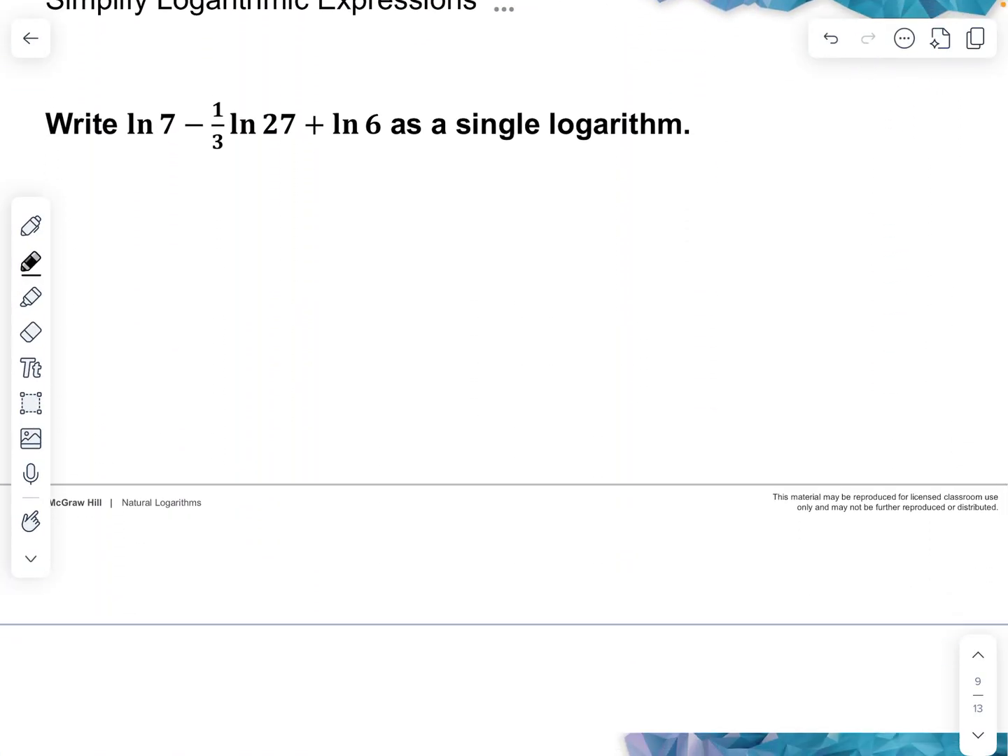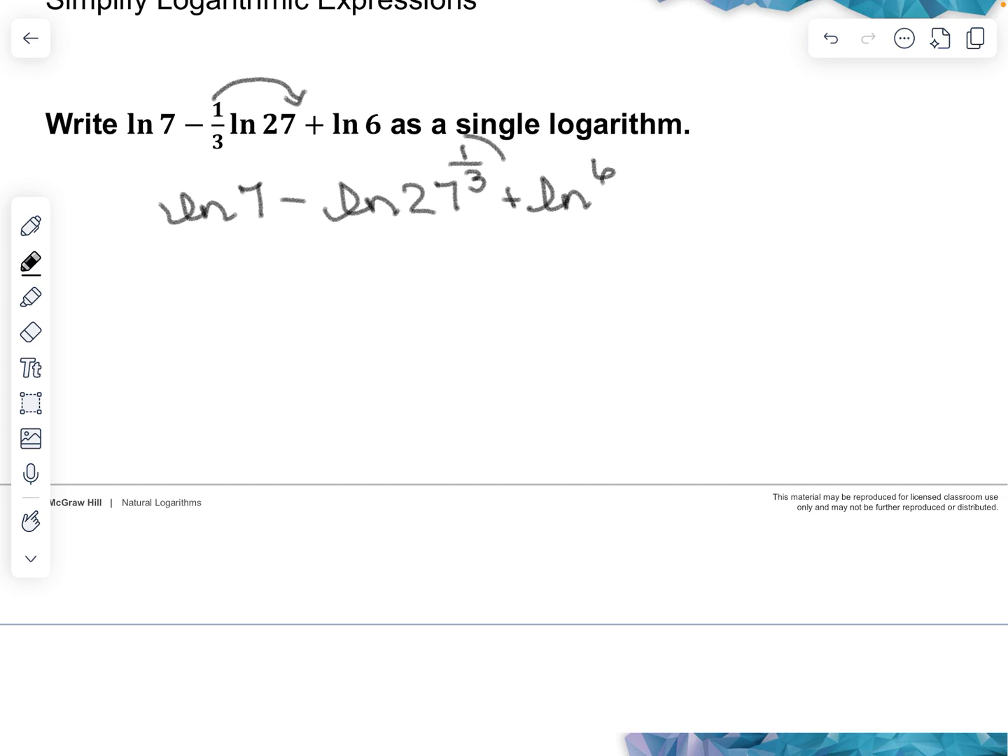Let's try that again. Break down what we know. First thing I see is I can make this an exponent. So the natural log of 7 minus the natural log of 27 to the 1/3 plus the natural log of 6. I know that 27 to the 1/3 is the same thing as cube root of 27, which is 3.